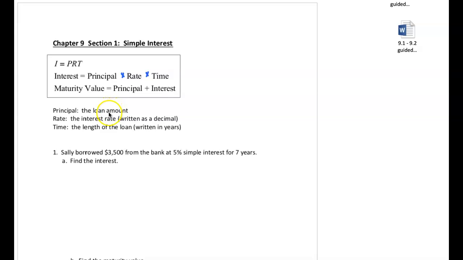Let's discuss Chapter 9, Section 1 on simple interest. Something to know about simple interest, because we'll talk about a few different kinds of interest accounts from now till the end of the semester. Simple interest is a one-time deposit. We would call that deposit the principal, and also a one-time calculation of interest.